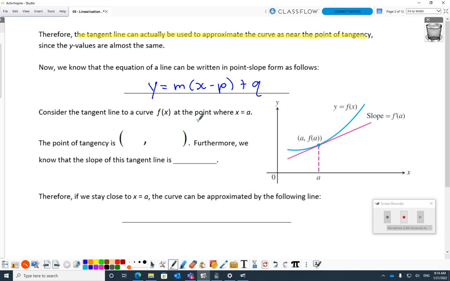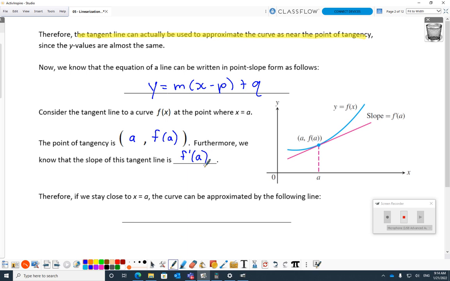Consider the tangent line of the curve f at x. So if you've got some general curve here, y equals f(x), and we've got a point (a, f(a)). The point of tangency is (a, f(a)). Furthermore, we know the slope of the tangent at that point is f prime of a.